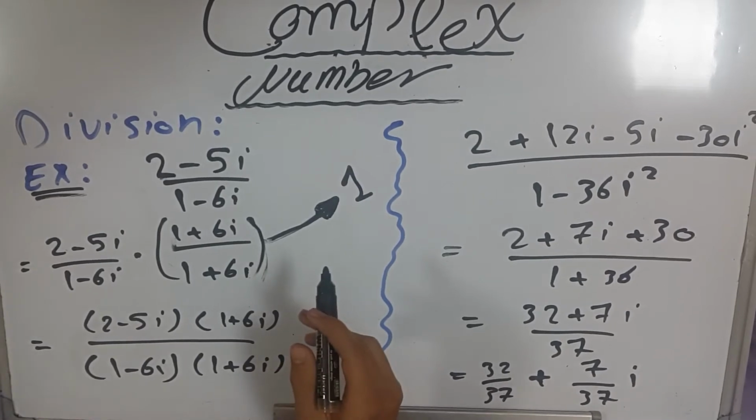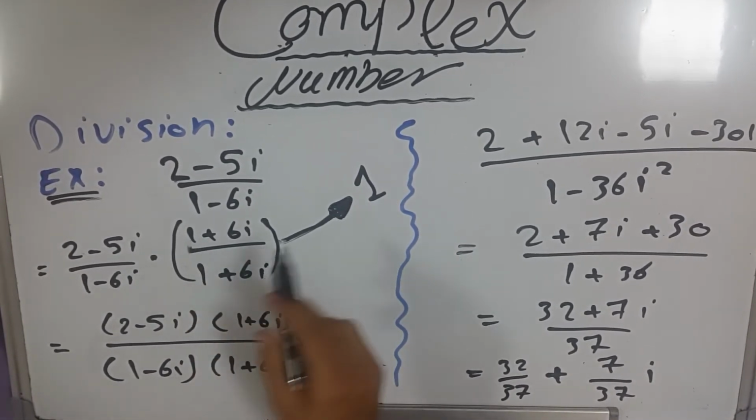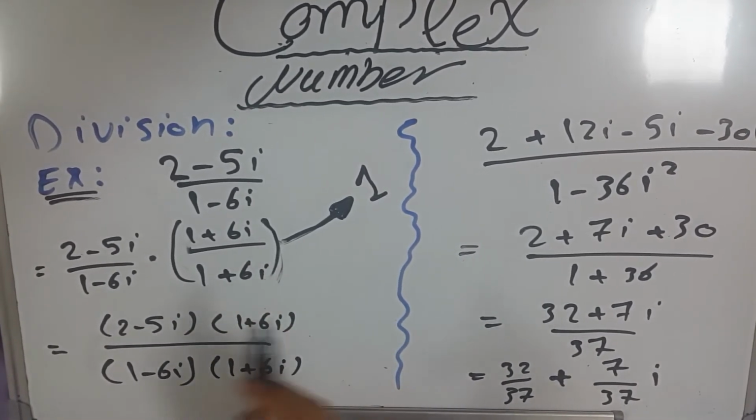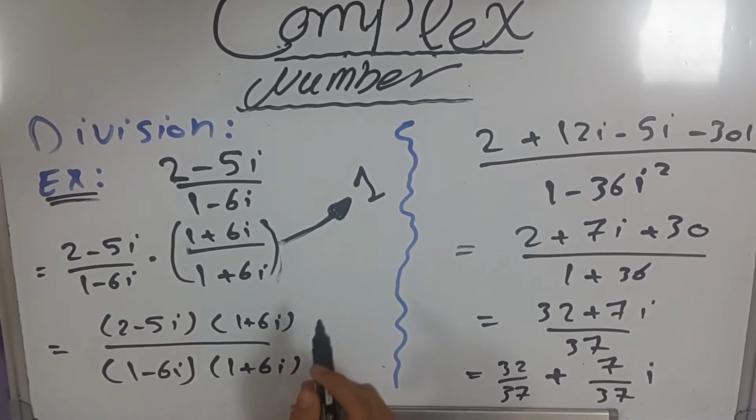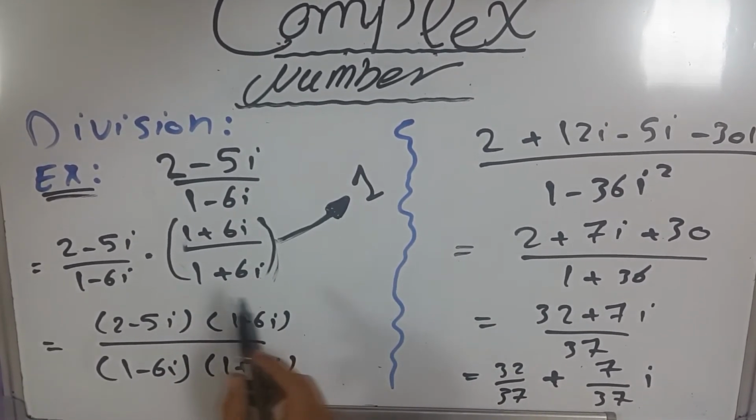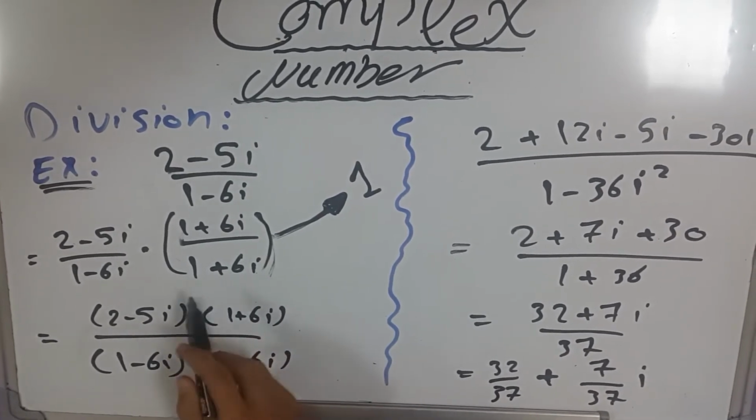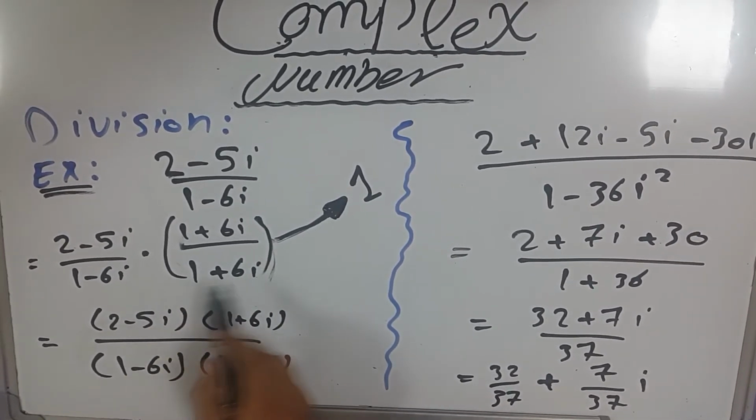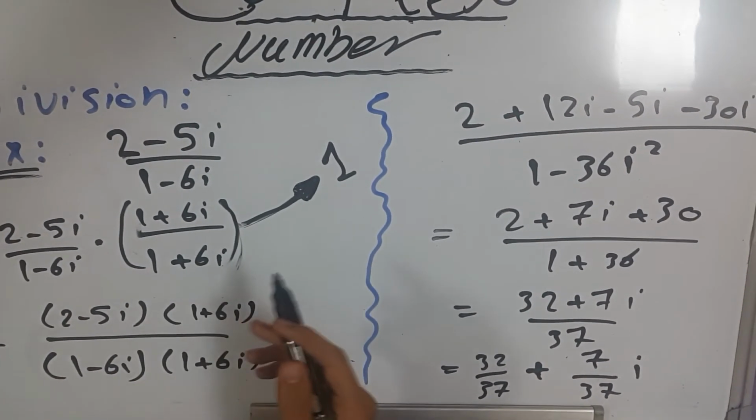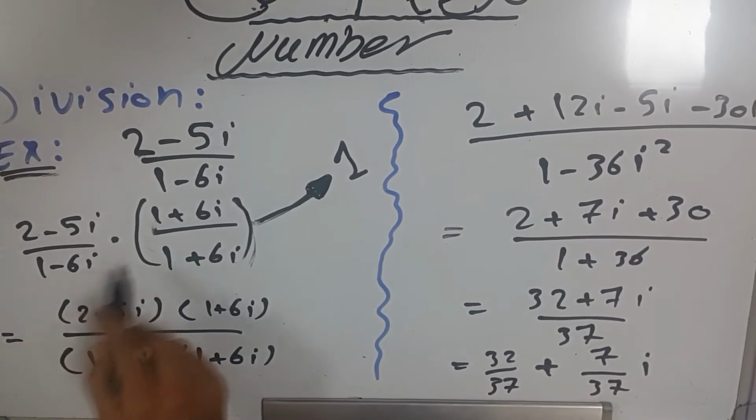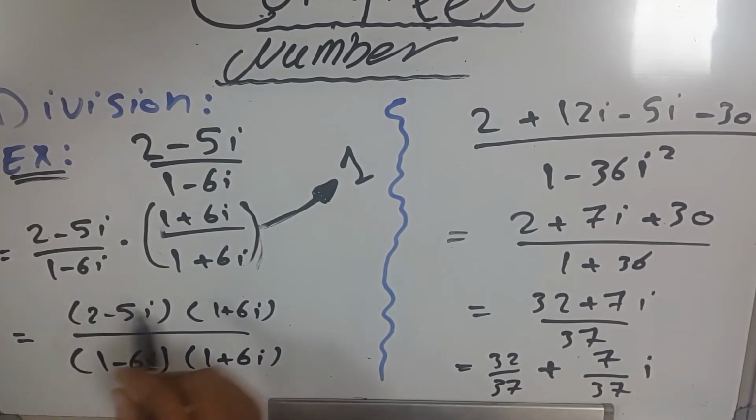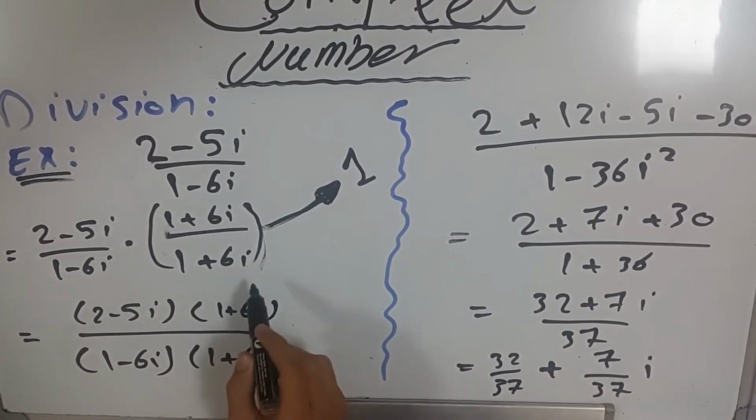We have here an example, which is we want to divide 2 minus 5i by 1 minus 6i, and they are in fraction notation. So to solve this problem, we will multiply it by 1, which is equivalent to 1 plus 6i over 1 plus 6i. You can ask why we have chosen 1 plus 6i. We have chosen 1 plus 6i because it is the conjugate of the denominator. Whenever we want to make a division using complex numbers, we will get the conjugate of the denominator. So we will multiply 2 minus 5i over 1 minus 6i times 1 plus 6i over 1 plus 6i.